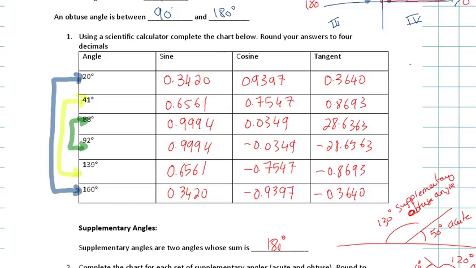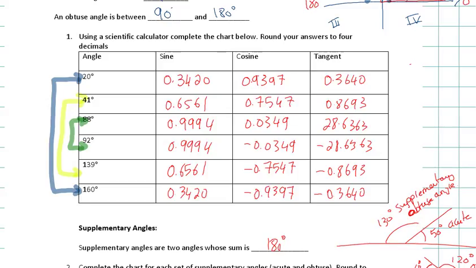Okay? So, when it comes to sine, if sine is positive, you should be finding two answers. You should be finding the acute answer, which the calculator is going to give you, but also you should be finding the supplementary obtuse angle, because sine is positive for both of them.